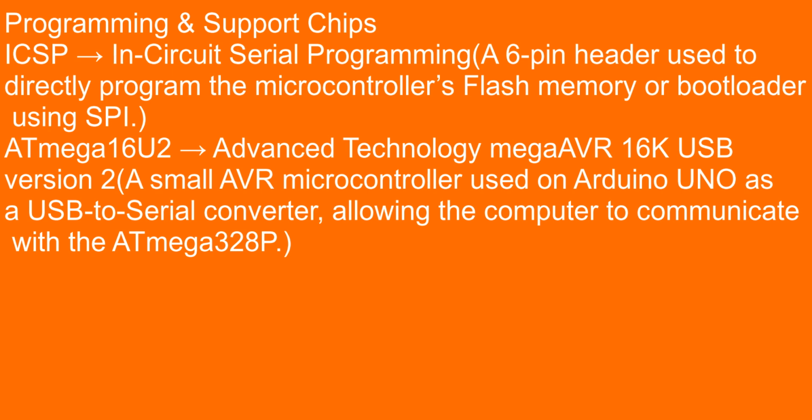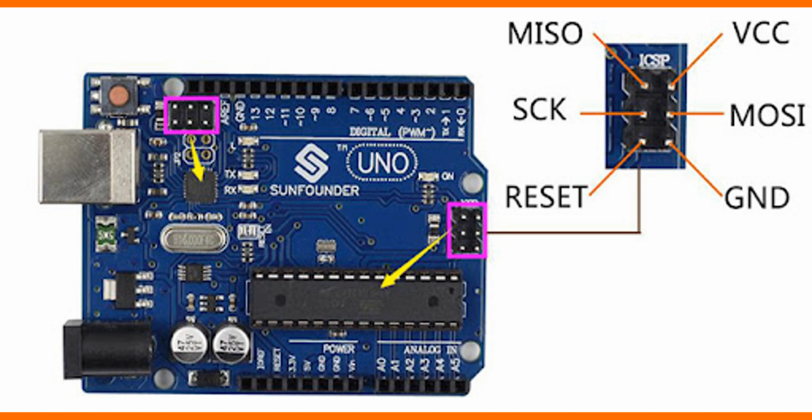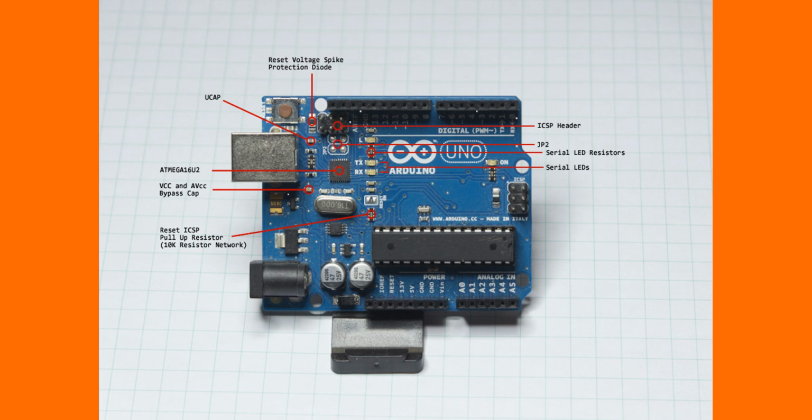Let's go to the programming and the support chips. ICSP in full words is in-circuit serial programming. A 6-pin header used to directly program the microcontroller's flash memory or bootloader using SPI.